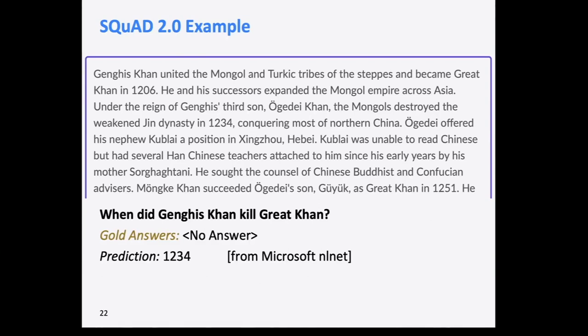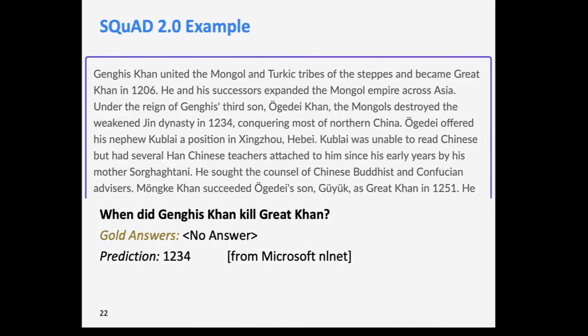2.0. Genghis Khan united the Mongol and Turkic tribes of the steppes and became Great Khan in 1206. He and his successors expanded the Mongol Empire across Asia, and so on. And the question is, when did Genghis Khan kill Great Khan? And the answer to that is, there isn't an answer, because actually Genghis Khan was a person named Great Khan, and he didn't kill a Great Khan. It's just not a question with an answer.